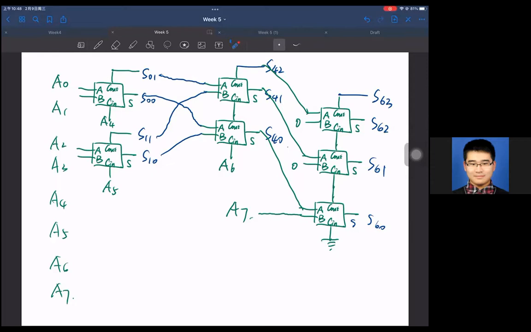S41 already means 2 to the 1, right? It means S41 times 2 to the 1. That's the significance of it. But A7 means A7 times 2 to the 0. So it can only be combined with something like S40 times 2 to the 0. But that's a good catch.